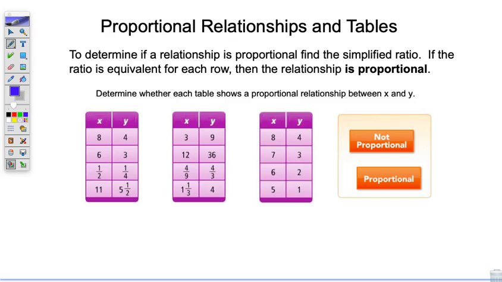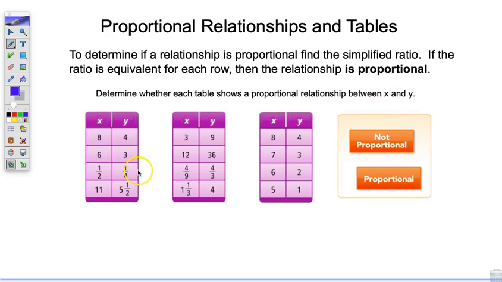To determine if a relationship is proportional, find the simplified ratio. If the ratio is equivalent for each row, then the relationship is proportional. So let's take a look at example number 2. We're going to determine whether each table shows a proportional relationship between x and y.